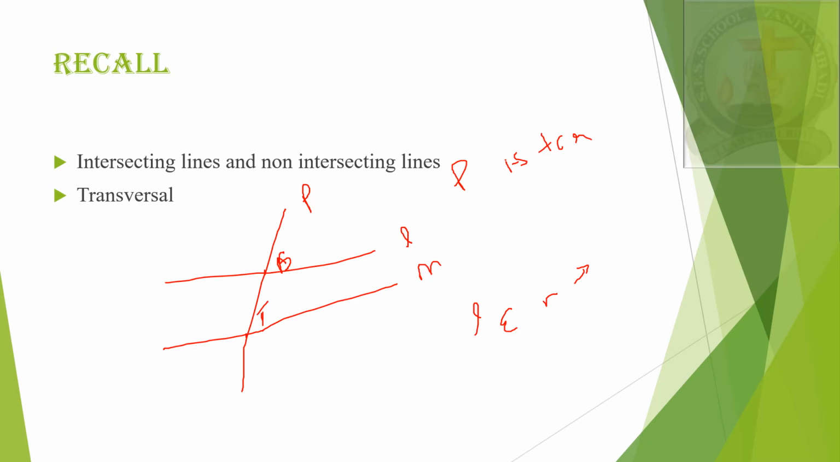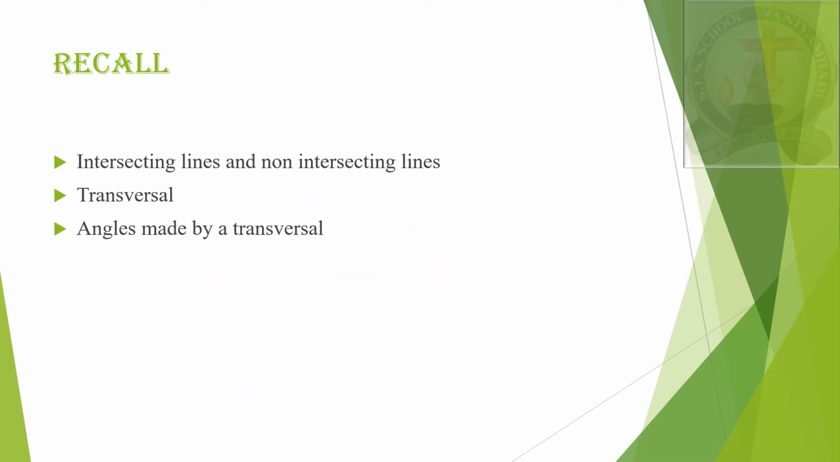The lines L and M, should they be parallel or non-parallel? No issue, they may be parallel or non-parallel. The question is, what is a transversal here? A transversal line touches a pair of lines at distinct points. The pair of lines may be parallel or non-parallel.